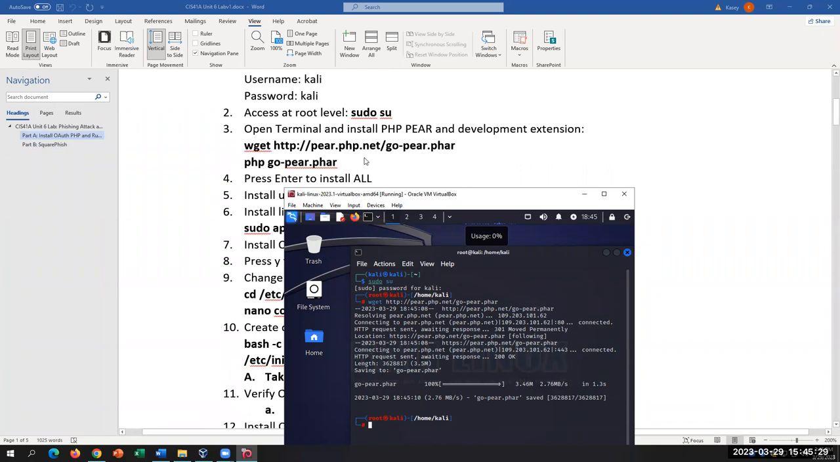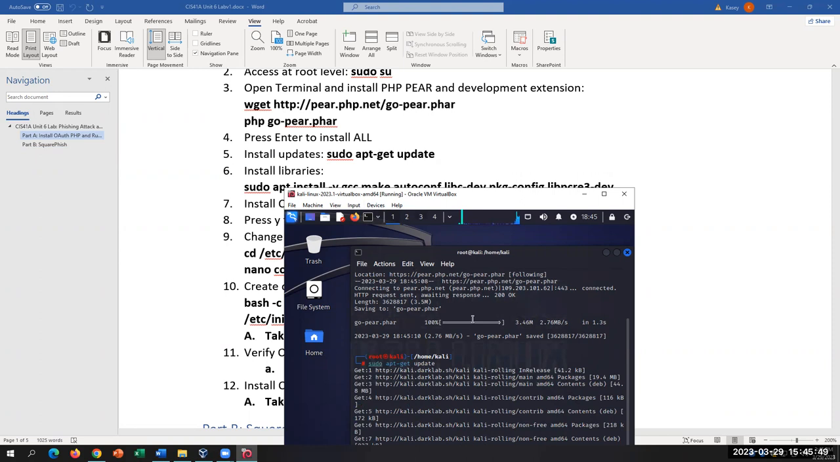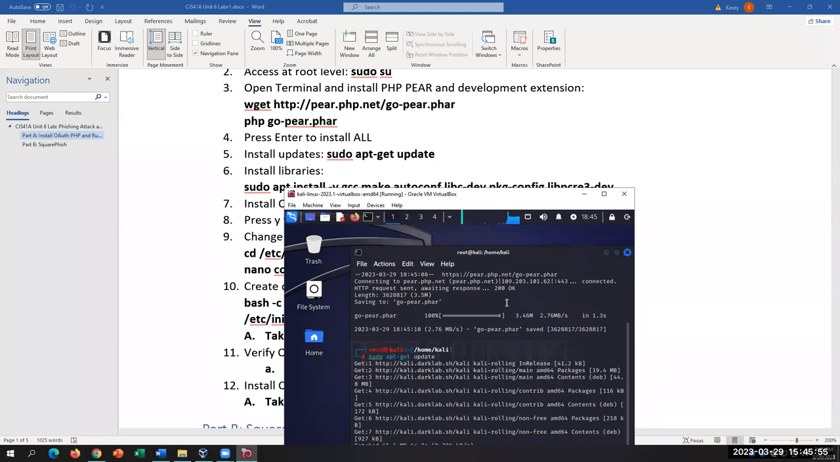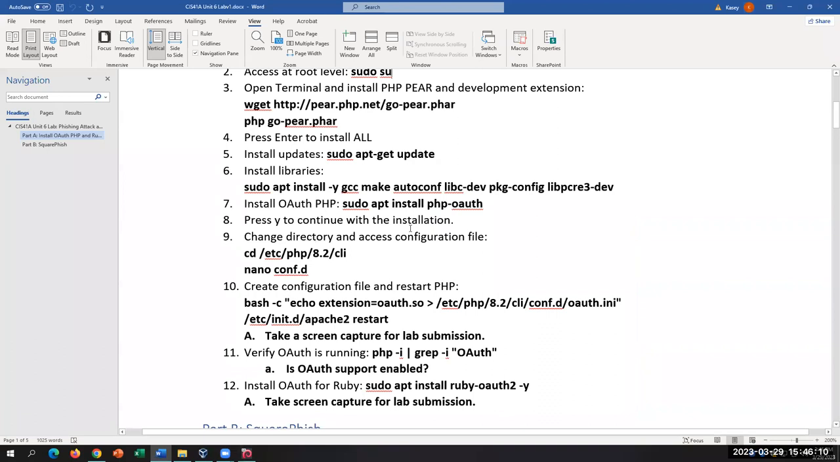And so once we have the PEAR extension for PHP, we are going to do an update. And if you don't do the update, it will fail. Okay. So sudo apt-get update, or you can do sudo install update. You don't have to do sudo actually, because you're in this group. Okay, so once you have that, we're going to do the libraries.